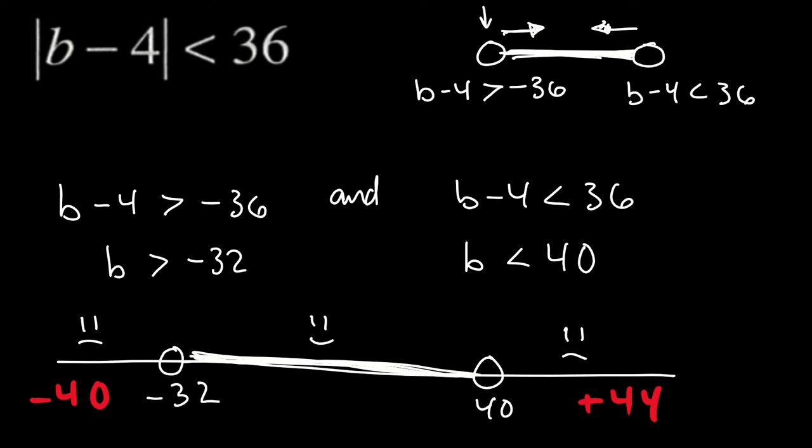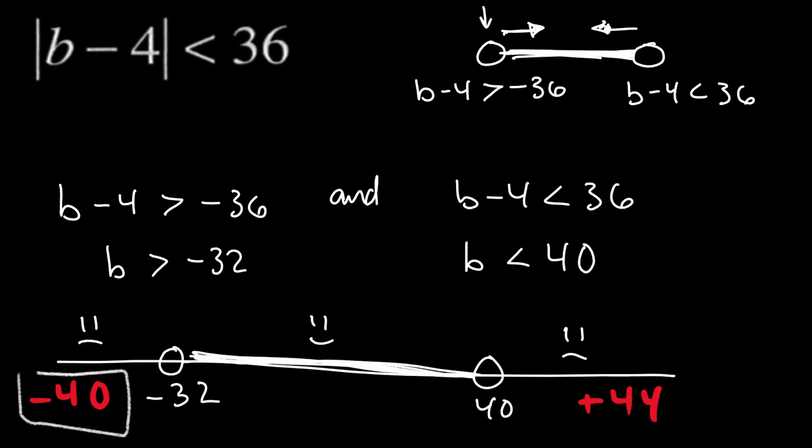And you can see, if I put in b is negative 40, this becomes the absolute value of negative 44. And the absolute value of negative 44 is 44, and 44 is not less than 36. So you can see the values that are outside of that range do not work. That's why I use the color red, because these are no go. They're stop. They don't work.